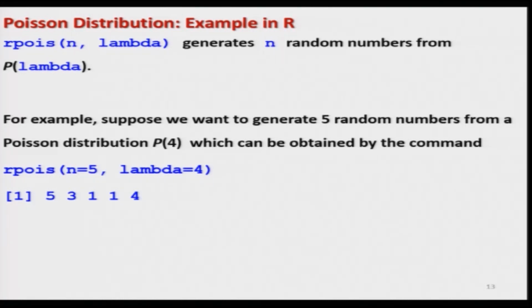Now, we try to see how random numbers can be generated from this Poisson distribution. The command for generating random numbers here is rpois, and you have to give n and the value of lambda, and this will generate n random numbers from the Poisson distribution with parameter lambda. For example, if you want to generate 5 random numbers from Poisson distribution with lambda equal to 4, we simply write rpois with n equal to 5 and lambda equal to 4. When I show it on the R console, these exact numbers will not come, but something else will come.